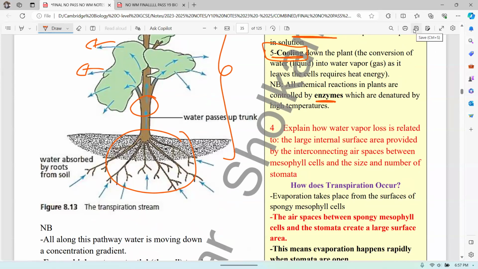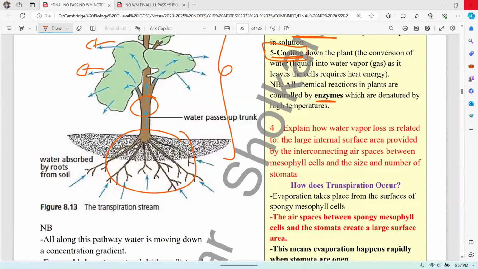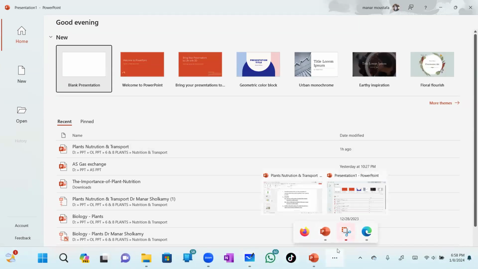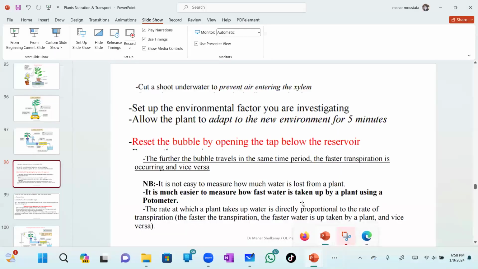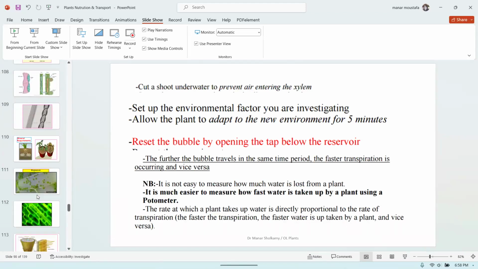What do you think will happen to the rate of transpiration if you have so many air spaces and so many stomata? Increase. Exactly. Why does the transpiration increase? Because there's more loss of water. More loss of water. Yes, we agree.